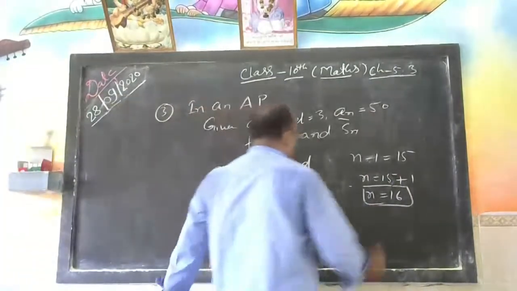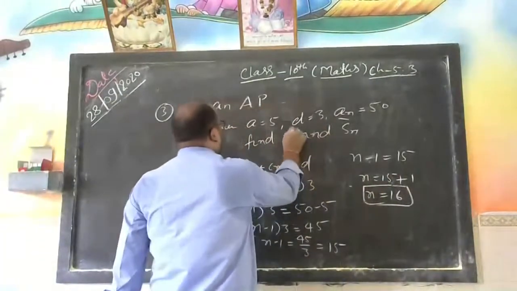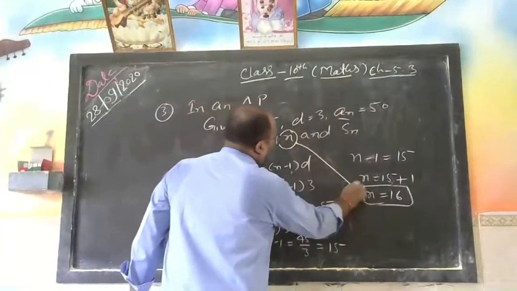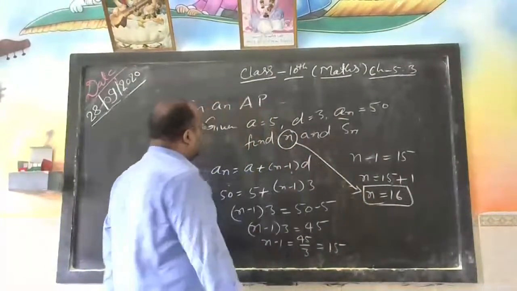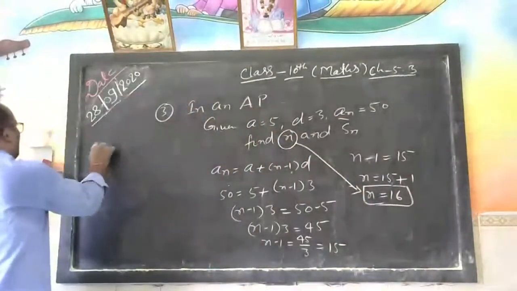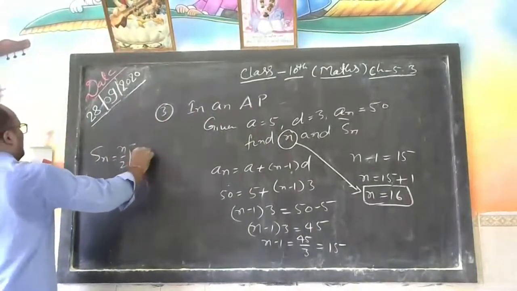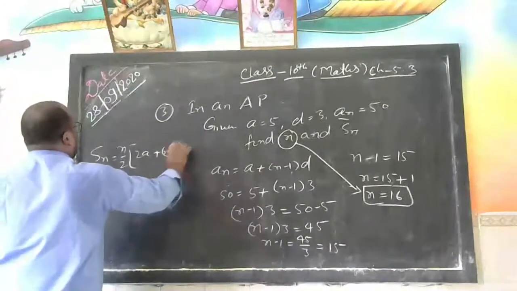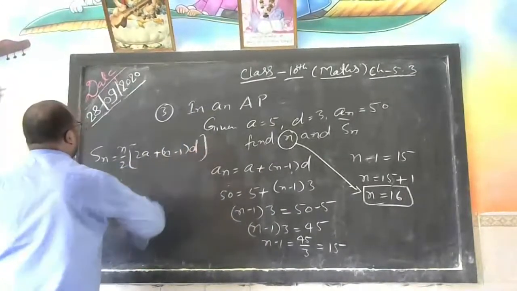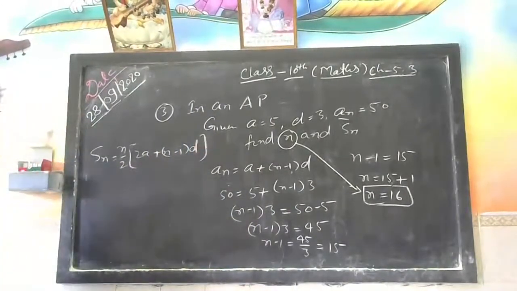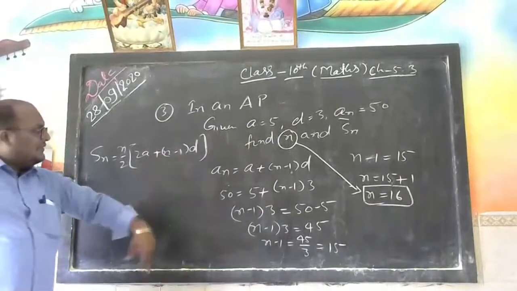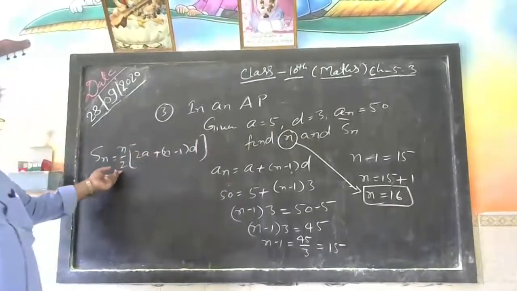So this is your required value of n. You have found this n. Now you want to find the value of Sn. Sn is equal to n by 2, 2a plus (n minus 1) into d. Now put all the values, whatever you have found here.